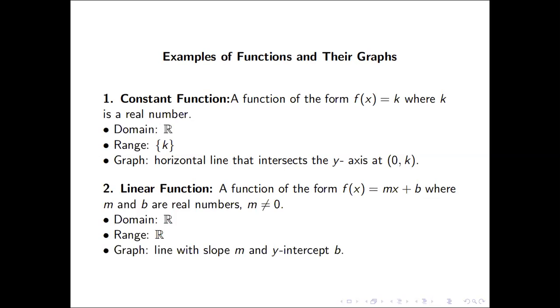So its graph, obviously, we already know that the graph of this one is a line whose slope is m. Remember, y equals mx plus b, slope intercept form. So y intercept b, slope m. It's just a line.